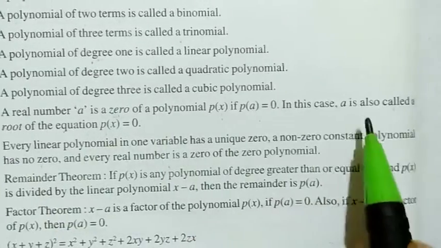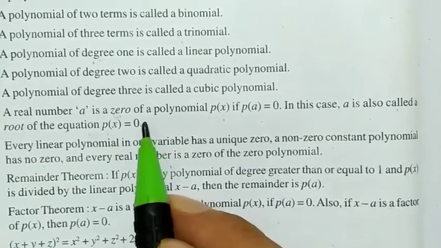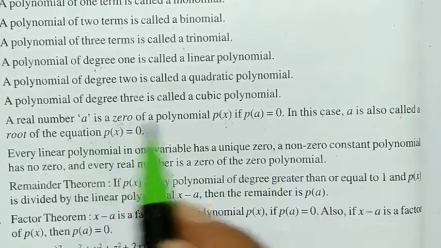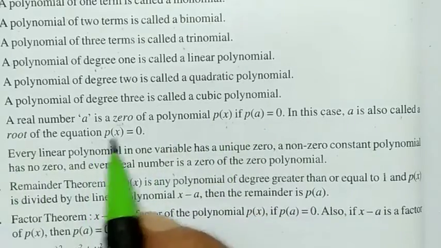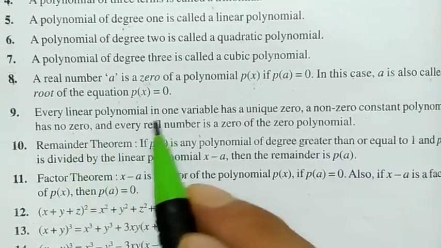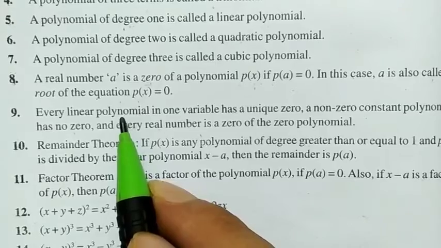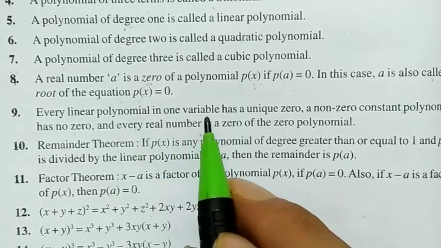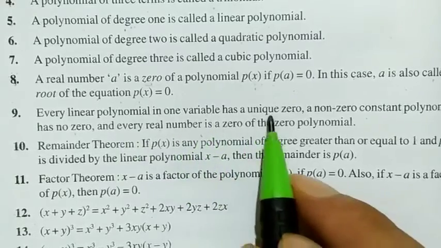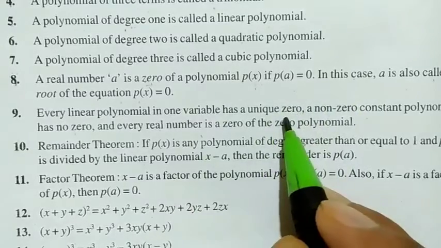Okay, so here a is called a root of the equation p(x) = 0, meaning we get x = a in that case. So that is called a zero of the polynomial or root of the equation p(x) = 0. Next point, every linear polynomial in one variable, linear polynomial means highest power is 1, in one variable means only x or only y or only t, any one variable, has a unique zero, meaning there is only one zero.